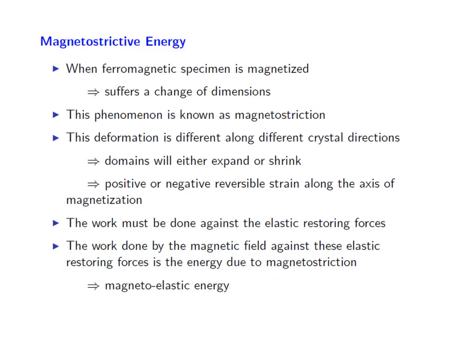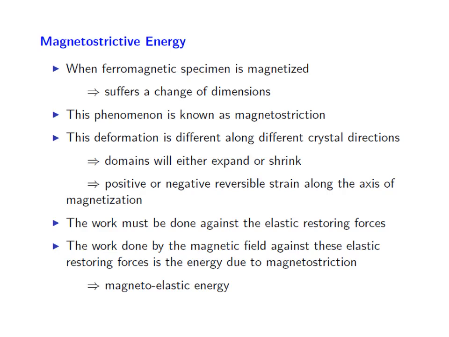When a ferromagnetic specimen is magnetized, the length and width of the sample slightly change. This phenomenon is known as magnetostriction. This deformation is different along different crystal directions. For example, the deformation along the 111 direction is different from the deformation in the 100 direction.